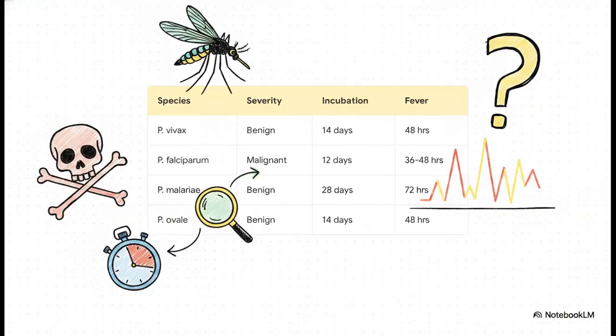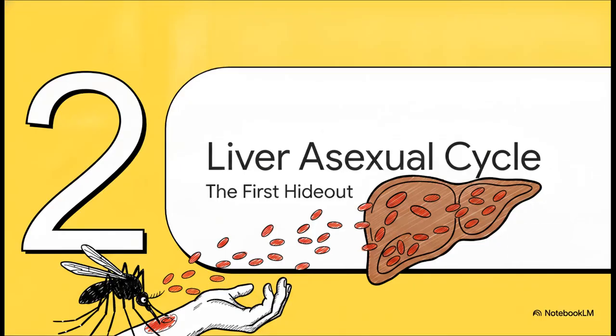Now, let's break down the 4 medically important species of Plasmodium you absolutely need to know. If you're prepping for an exam, memorize this breakdown. Plasmodium vivax is the most common, causing benign tertian malaria. But Plasmodium falciparum, that is the most dangerous, fatal species, causing malignant malaria. Notice how P. falciparum has the shortest incubation period of just 12 days. It works incredibly fast.